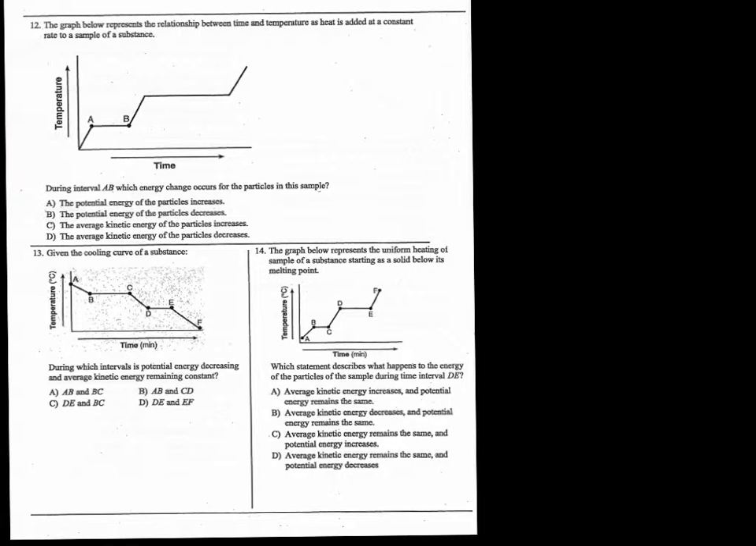Alright, number 12, another heating curve. During interval AB, which energy change occurs for the particles in this sample? Alright, so here we have another phase change. Flat slope, so that means kinetic energy is constant. C and D are out. So we're focusing on potential energy. This direction, PE increases. Okay, so that's increasing. So only at the phase changes does the potential energy change. And going in this direction on the heating curve, it's increasing.